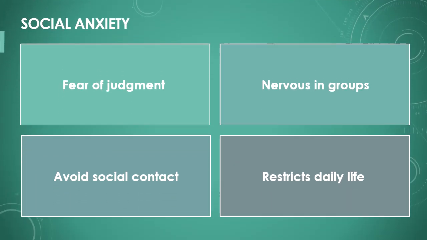Some people suffer from social anxiety, which manifests as great nervousness in social situations. They often fear being judged negatively or making mistakes. These fears can be so intense that they try to avoid social contact. Social anxiety can severely restrict daily life, because the person concerned often avoids interactions.